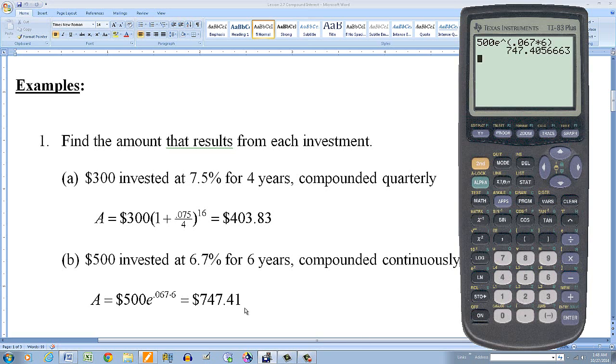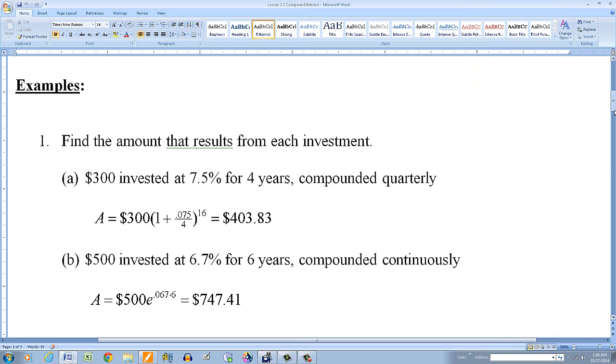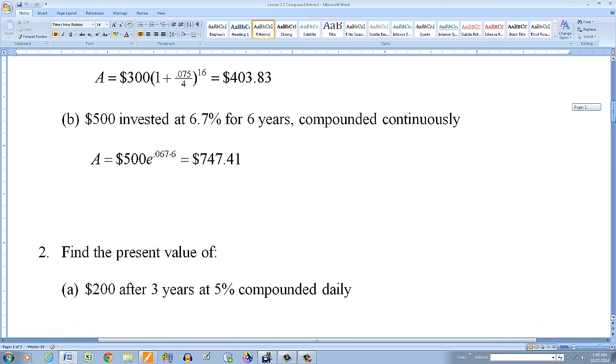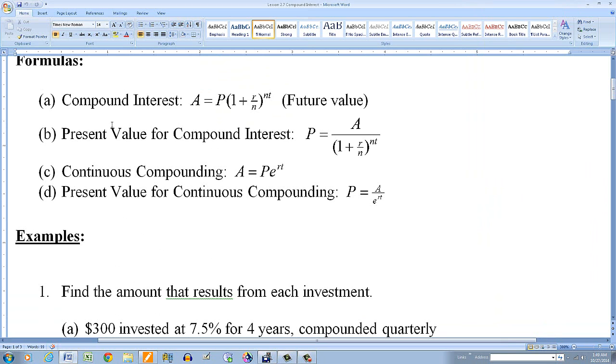Okay, so these are finding future value. You make an investment, you let the amount sit there, and you generate a future amount, which of course is the original principal plus the interest earned. Now in the next one, it's find the present value. Okay, so present value, I'm going to be using formula B here. If it's regular compounding, if it's continuous compounding, then I'm going to use the formula here in D.